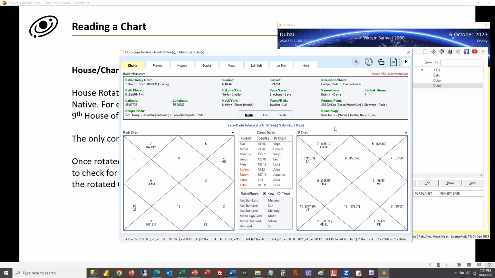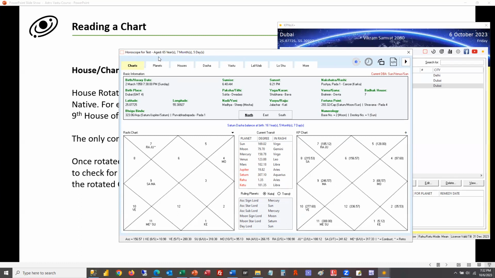Now, if the native wanted to know about his or her second child, which house? Seventh house. All I do is I go here, rotate to the seventh house, and then I start analyzing. It will either be for the spouse or for the second child. It will be the same chart, right? Because the seventh house is also the spouse. So all I do is rotate the house depending on the relationship I need to check.